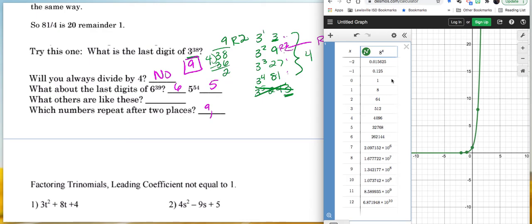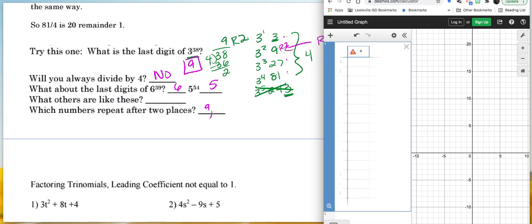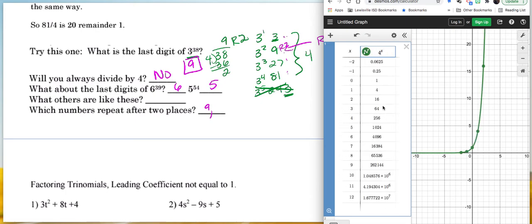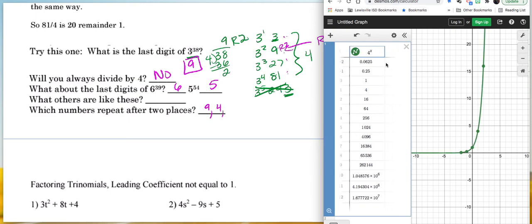We looked at 9. We looked at 2 and 3. Let's look at 4. 4, starting at 1 here. 4, 6, 4, 6. 4 has 2 digits in the sequence. So we looked at 2, we looked at 3, we looked at 4, 5, and 6. We looked at 7, we looked at 8, we looked at 9. Let's look at 10.